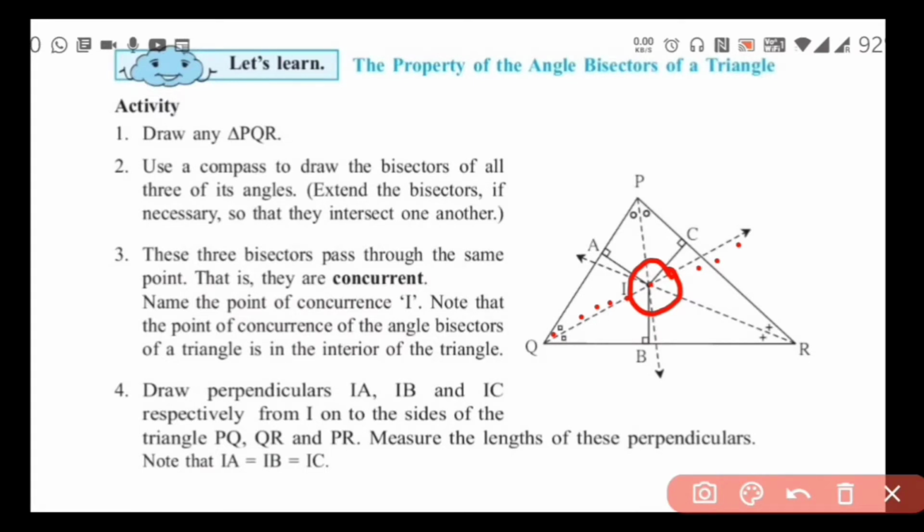Then we have to draw perpendiculars IA, IB, IC respectively from I on the sides of the triangle. We can use our set square for drawing these perpendiculars. So we have to draw on all three sides, side PQ, side QR, side PR, and we have to measure the lengths of these perpendiculars. After measuring, what we can find out? We can see that IA is equal to IB is equal to IC. That means length of perpendiculars is equal. Now let's see next construction.